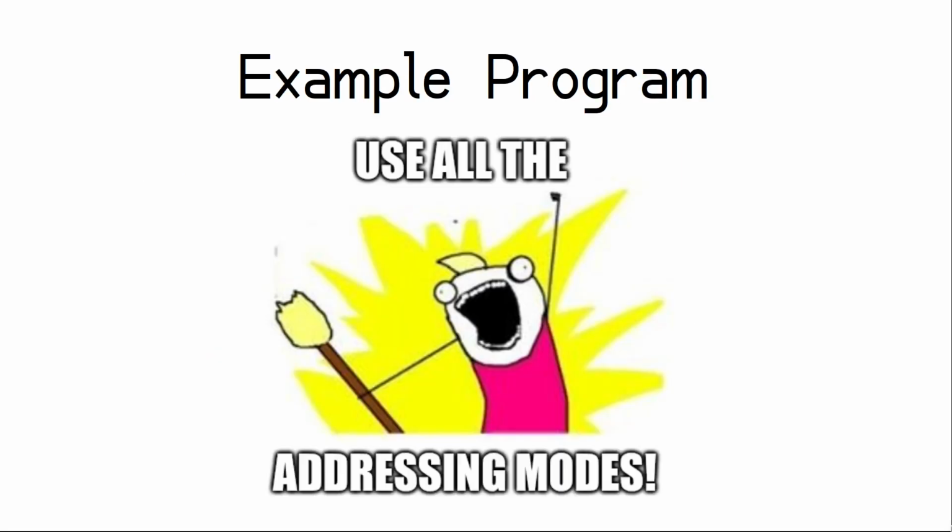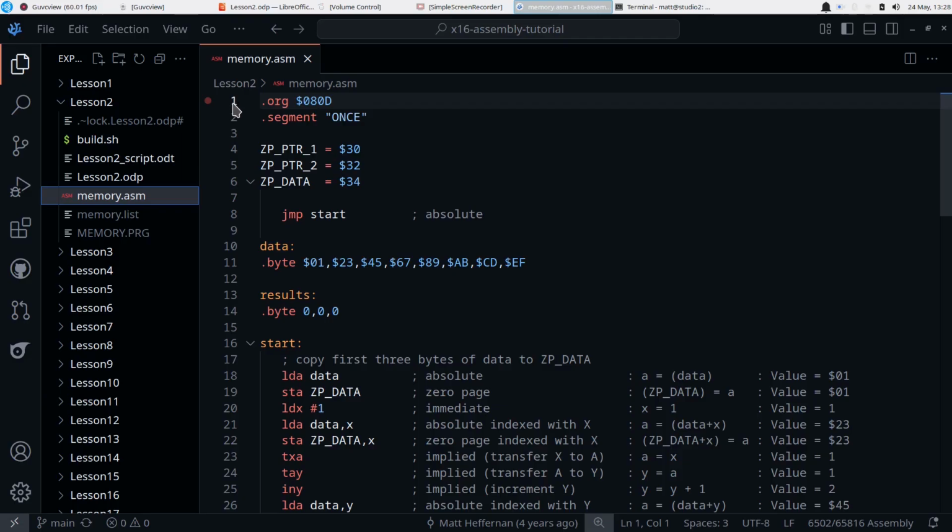For now, let's create a program that uses all the rest of these varied addressing modes. It won't be a terribly useful program, other than for educational purposes. Let's open up our editor, VS Codium, to walk through the code. Again, at the top, we have the boilerplate to set the starting address and define the code segment.